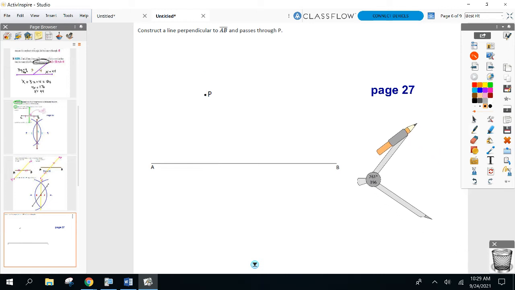Ready? Start off by placing your compass on point P, the point we're going to draw it through. Place your compass point on point P. All right, now you got to play around a little bit. You got to open up your compass so that your first arc intersects AB in 2 spots, almost like a frown or a smile, excuse me. So open up your compass to a point where you can make an arc that intersects AB in 2 spots.